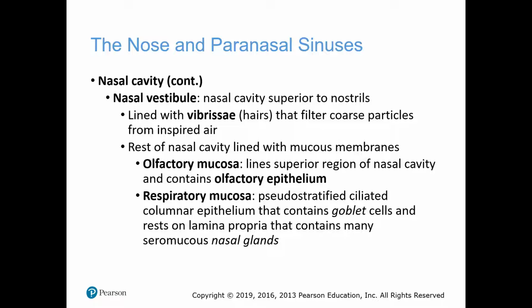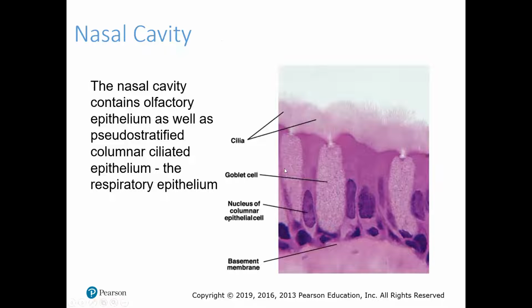Anyway, in the areas where we don't have the olfactory epithelial cells, it's all going to be mucous membrane, pseudostratified ciliated columnar epithelial cells with lots of goblet cells to secrete lots of mucus, to clean the air, warm the air, and moisten the air. So that is the rest of the mucosal lining here. And so here's what it looks like. There's a bunch of pseudostratified ciliated columnar epithelial cells here. There's the cilia right there.